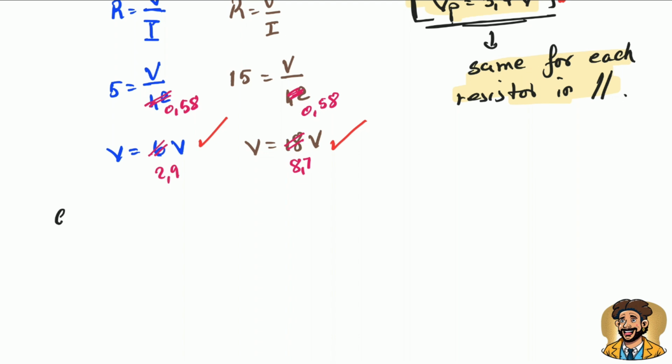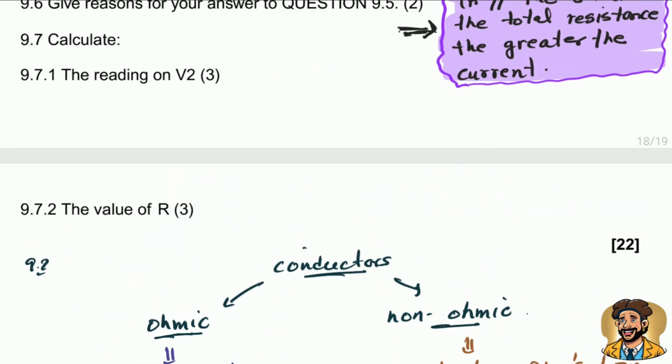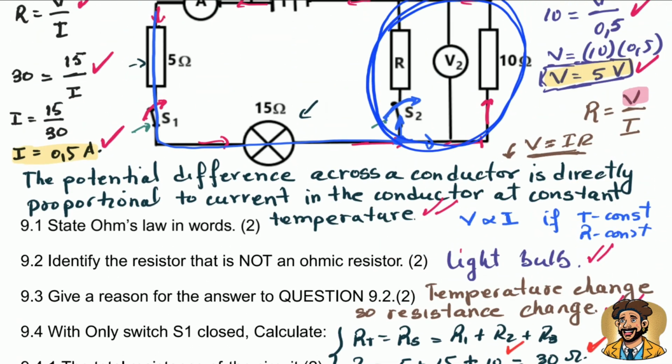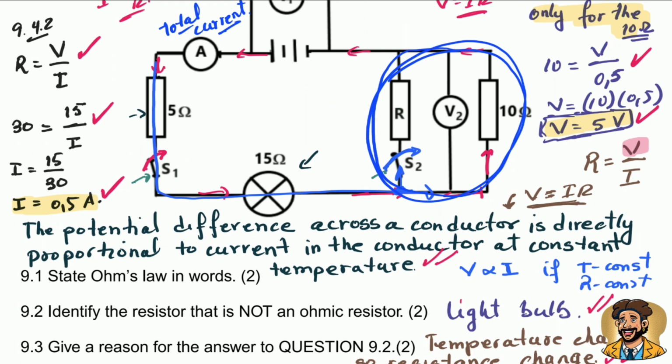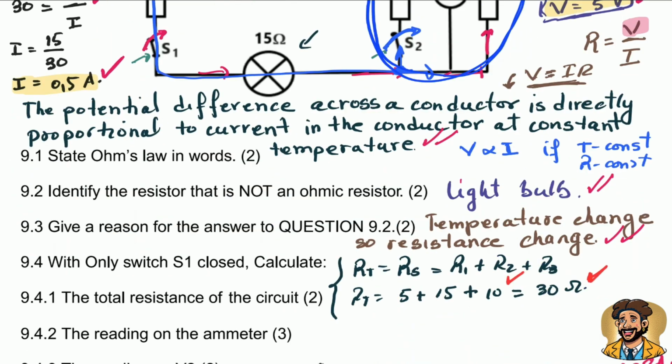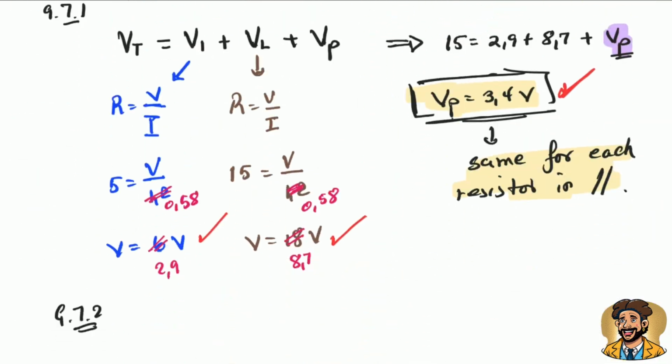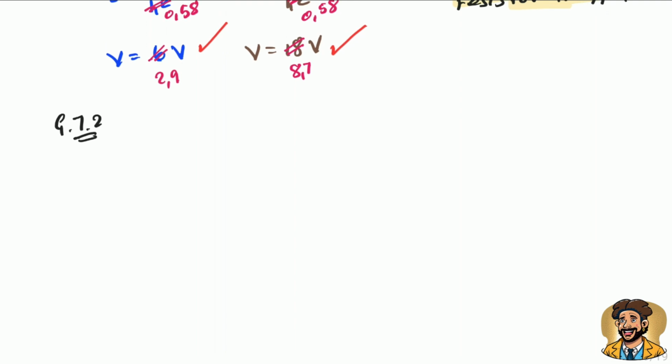Now this is question 9.7.2. There are different options to find that resistor. One of them is using Ohm's law. In both of them, we have the potential difference. We calculate the current for the 10 ohms, and then we have the total current, so we subtract. That may be the fastest one. The other one is using the total resistance. So I'm going to do the one with Ohm's law and maybe give you a hint for the next one so you can try to do it by yourself.